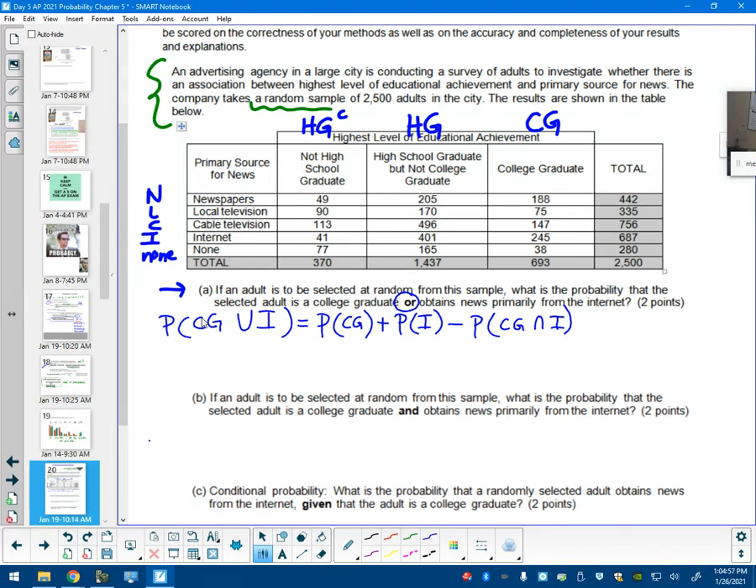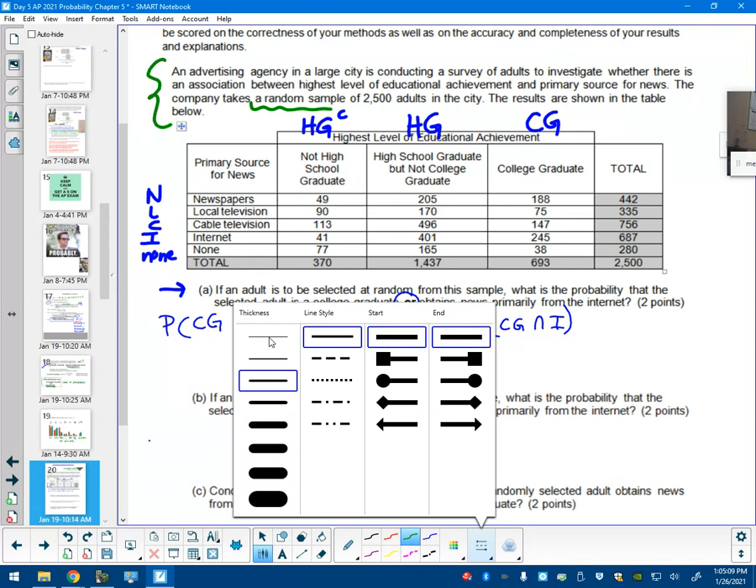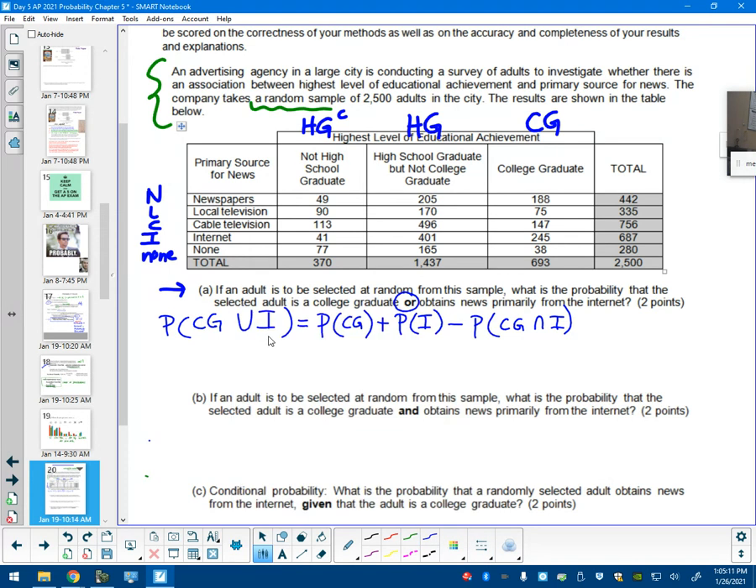All right. I don't care if you have that written out whenever you do this. To me, the second part after the equal sign is optional, but I do want you to write out the first part. So I do want you to answer this question, put the probability of college graduate or internet, and if you prefer to use the word or there, you can. Just make sure you know the symbol for or.